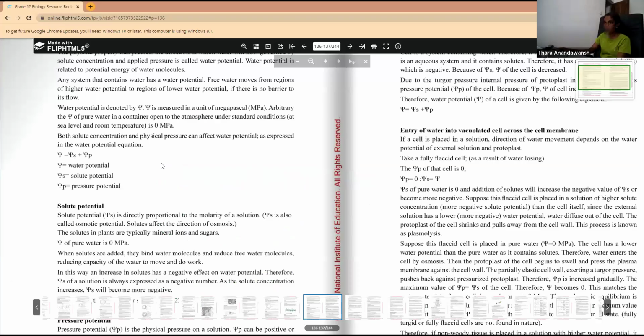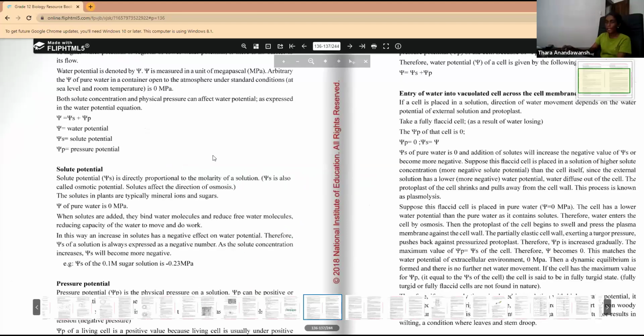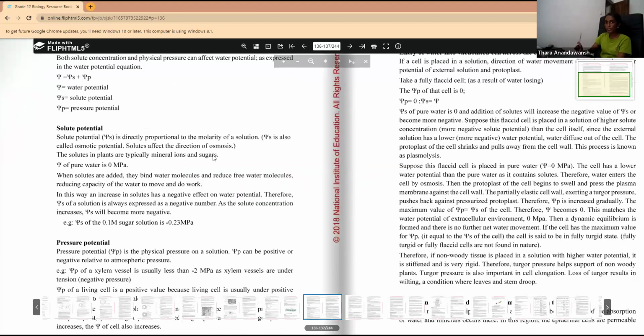Solutes in plants are typically mineral ions and sugars. You know what? In the cytosol, substances are dissolved. So that usually in a plant cell, there is a negative value of psi S due to these dissolved substances. Psi of the pure water is 0.